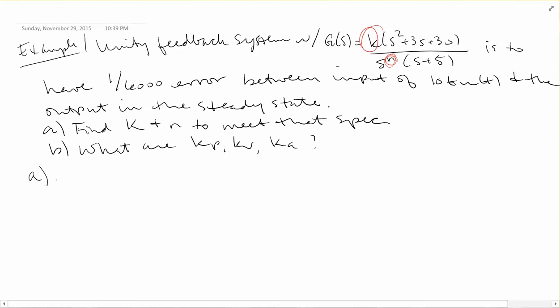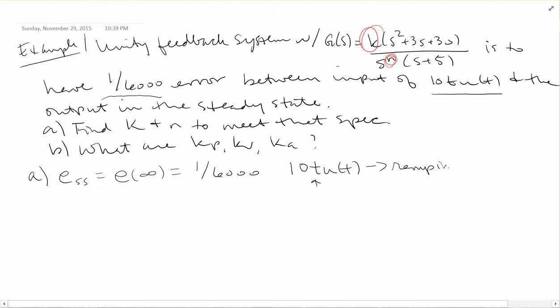Alright, so when it tells us that it wants the system to have 1/6000 error between the input of 10t u(t) and the output in the steady state, basically it's saying that it wants the steady state error, which is e sub ss, or e at t equal infinity, to equal 1/6000. Okay, so we know that. And then we're given this input, 10 times t times u(t). Since we have this t right here, that means we've got a ramp input.